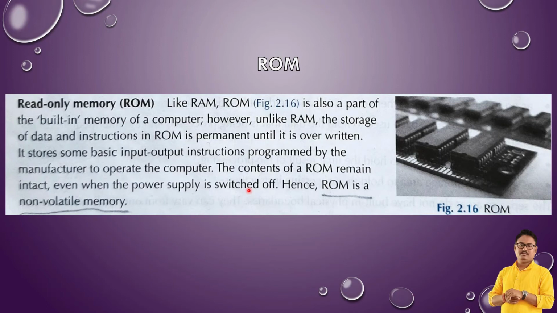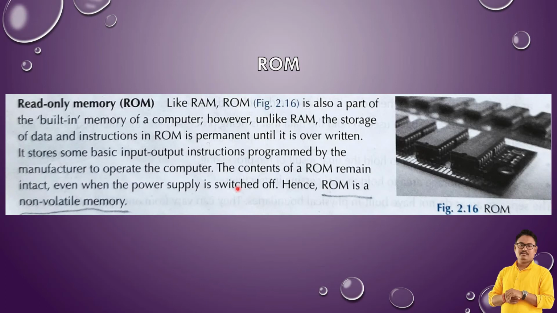power supply is switched off. Because of that, it is called non-volatile. So volatile means the storage can be accessed randomly, and after switch off it is lost. That is called volatile. And non-volatile is ROM, which remains even after the power supply is switched off. The instructions will remain there. Okay. So RAM is random access memory, and ROM is read-only memory.